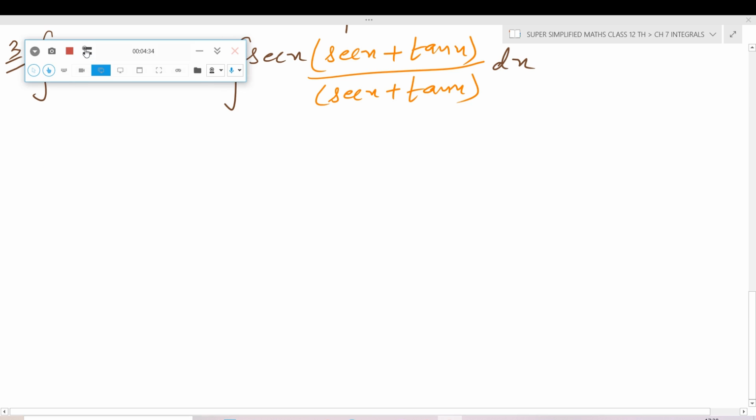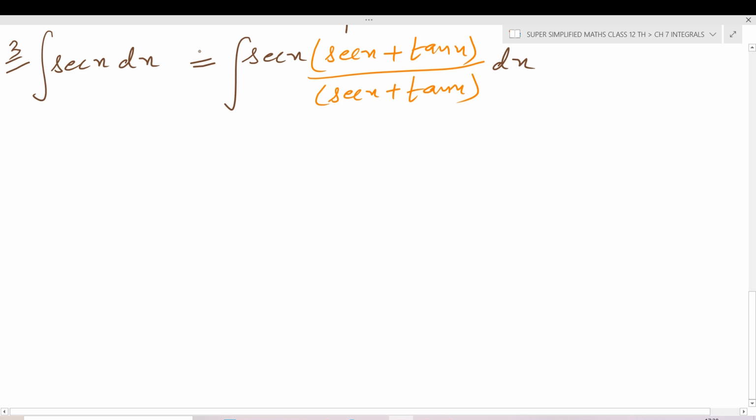Now let us integrate secant x. Students, in integration you have to memorize a few things. So we multiply and divide secant x by secant x plus tan x. You can see this secant x plus tan x written in orange color. If you cancel it, it comes out to be 1, so you have made no change in the expression. Now you can see the secant x plus tan x written in the denominator. I will put this secant x plus tan x as t.